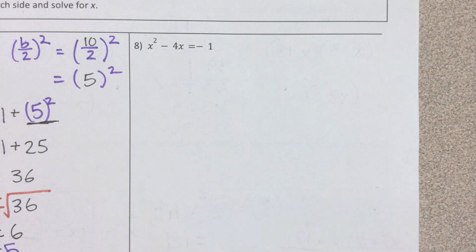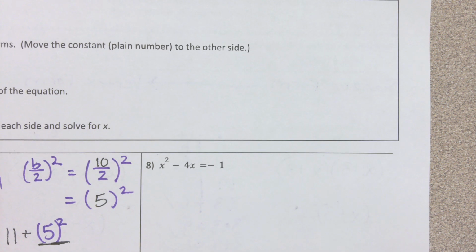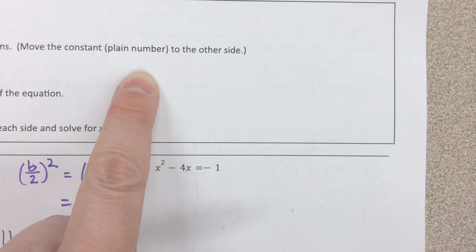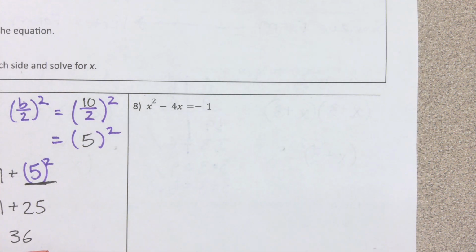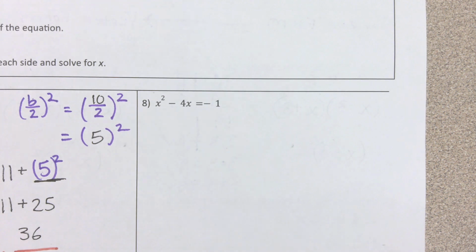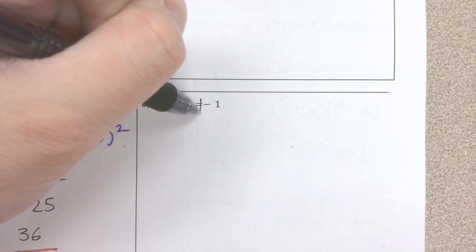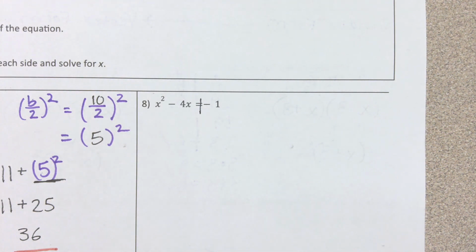We have x squared minus 4x equals negative 1. So the very first thing you need to do is move the constant, the plain numbers, to the other side. Normally we have to do this step, but as you can see, the plain number is already on the right side by itself, and we have the x's on the left. This is what we want to see so we can actually start the problem and complete the square.